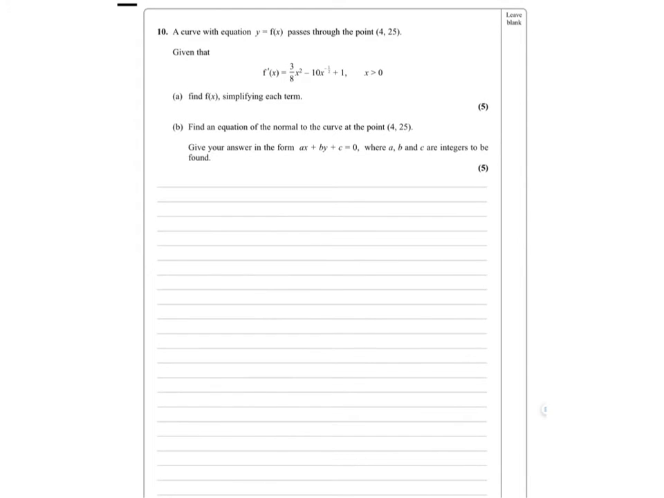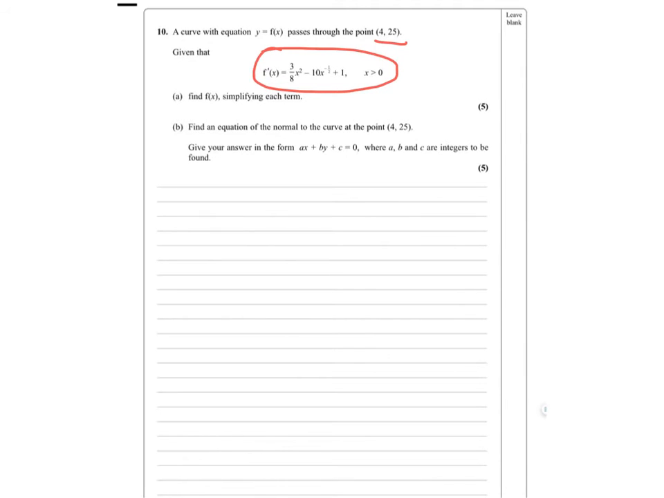Right, question 10, here we go. So it's given us a point, which is (4, 25), and it's given us f dashed of x. Alright, so f dashed of x, and it says x is greater than 0 because we've got a root x in there. Alright, so here we go.